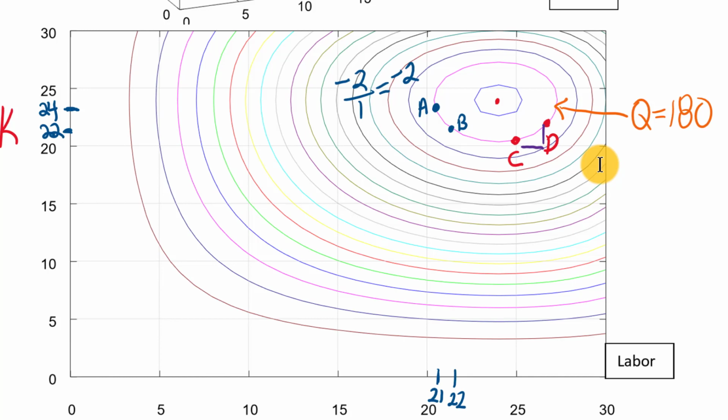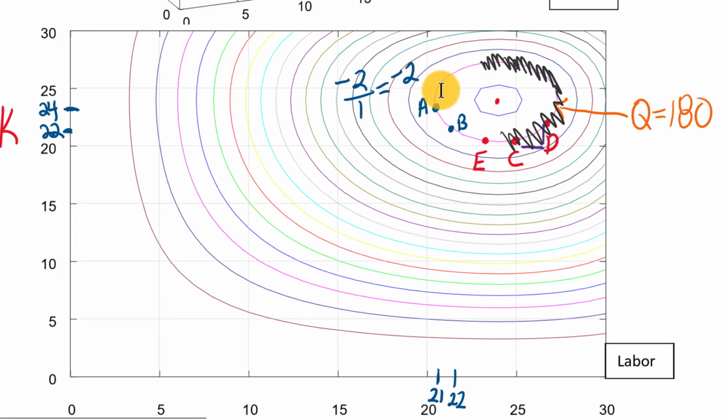Similarly, C has to be worse than point E because at point E we're using less labor, but we're using the same amount of capital. So we can rule out points over here as definitely not being the best. Similarly, over here, we're using more labor and capital to produce 180 units than we are over here around A and B.